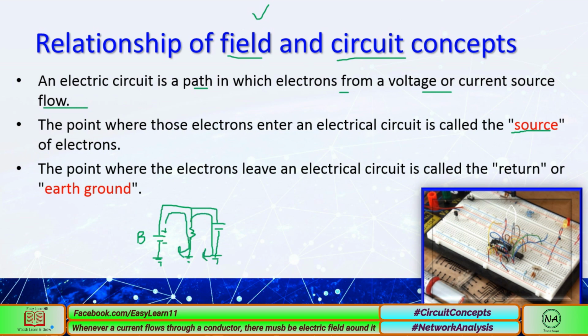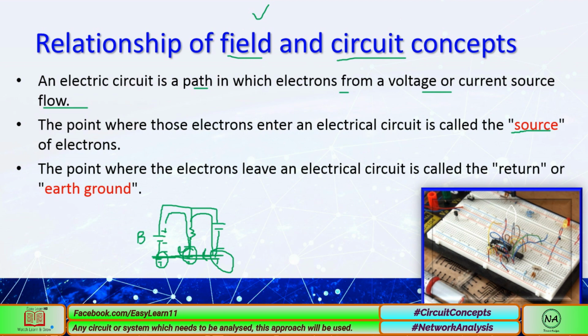There are two types of direction we already discussed. It doesn't matter here. The point where the electrons leave an electric circuit is called the return or the earth ground. Okay, so electrons are leaving from here. This is called the earth or the ground point. This can either be a return point if we join. Basically, this is a common point. If we join all these points, we can simply say the return point, again going towards the battery.